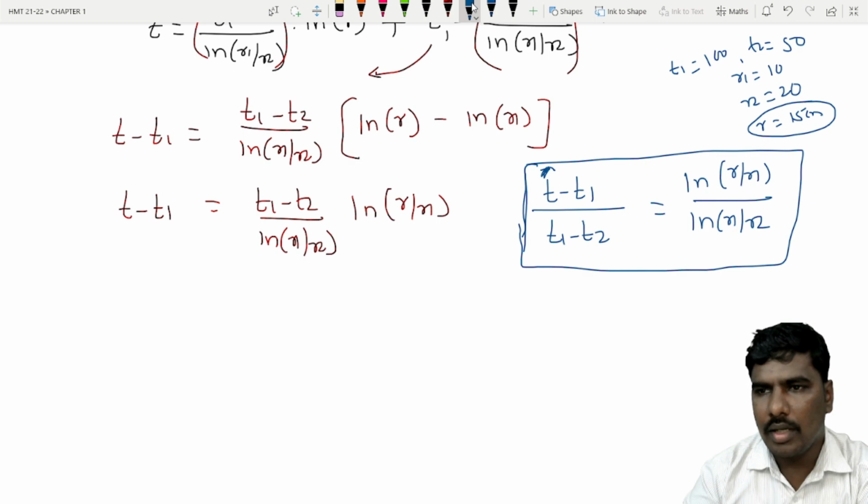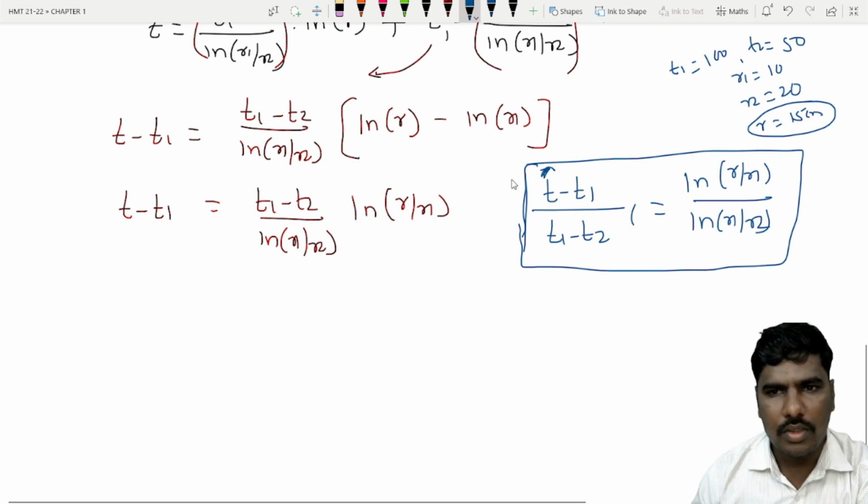R1, that is the inner radius, is given. R2, that is the outer radius, is given. So by using this formula, you can solve the equation and find the temperature at any location. So this is the temperature distribution equation.